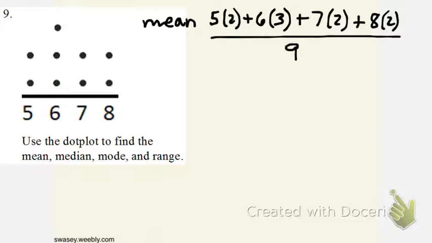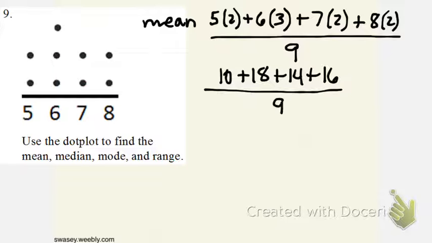So that's a total of 9 numbers. So we'll add up all those numbers and divide by the number of numbers. If you're doing it by hand, 10 plus 18 plus 14 plus 16. So you get 58 divided by 9, or 6 and 4/9. 6.4 repeating, if you change it to a decimal. So either way, mixed number or decimal, either of those is fine.